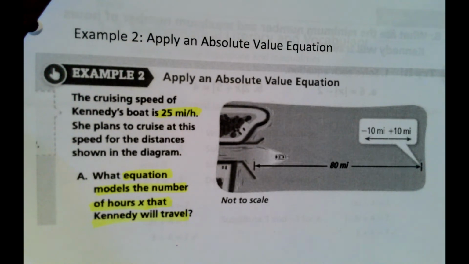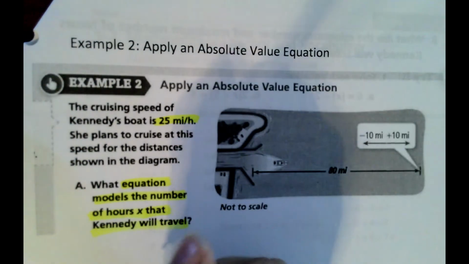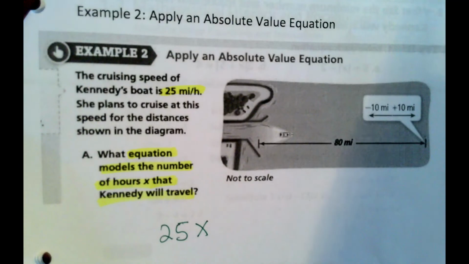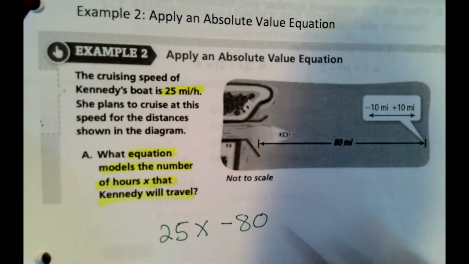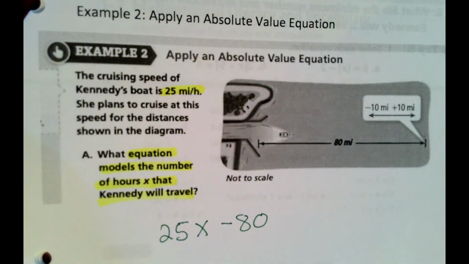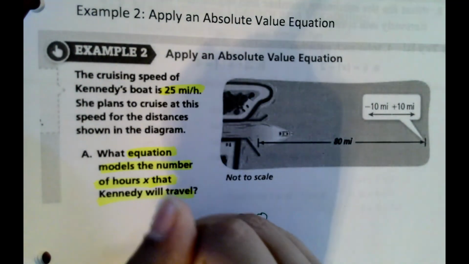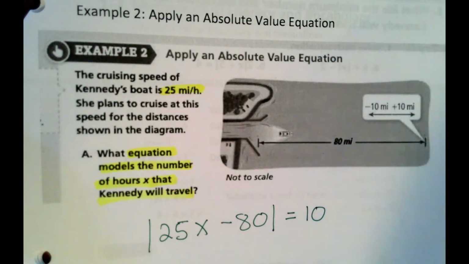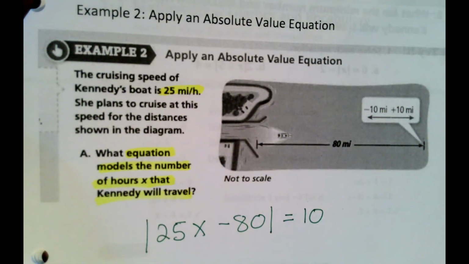So what's happening here is she's going to travel some distance. So that's going to be 25x minus the 80 mile marker, because we don't know if she's past that mile marker or if she started before that mile marker. That's where our give or take 10 miles comes in. She may have been 10 miles away from the mile marker, or she could have been 10 miles past the mile marker. Okay?